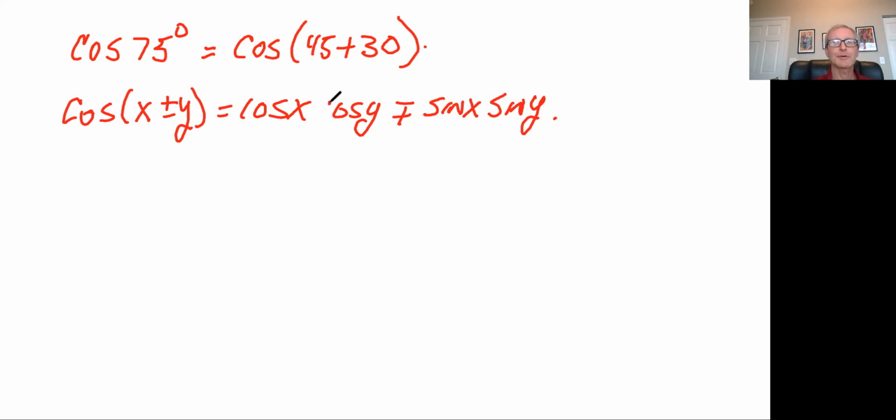So how does this work? Well, you have to assign variables. So let's say x equals 45, right? And y would equal 30. And so this is a plus, so it would be the top one. So when you do this, plus here would imply a minus in between here. So if you set this up, it would be 45 plus 30.